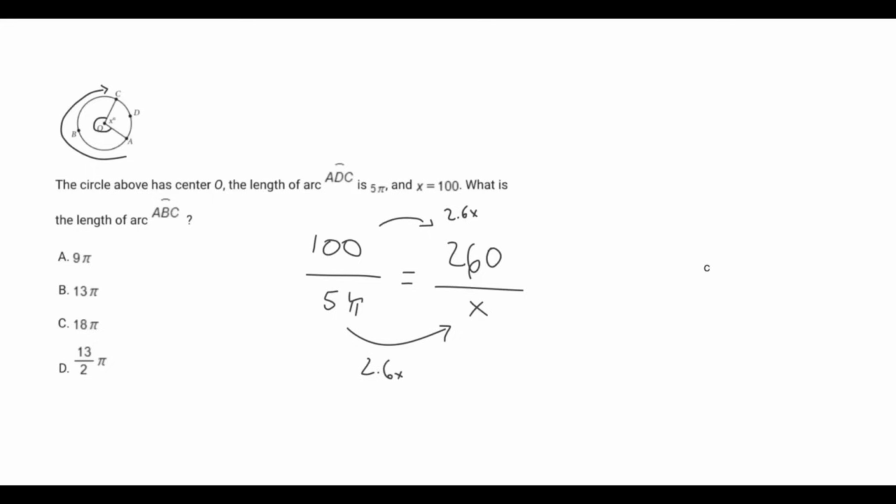And so here we can just do 5 times 2.6 pi. That's the same thing as multiplying 5 pi by 2.6. So 5 times 2.6 will give us 13, right? And then we can just add the pi next to it. So we get 13 pi as our final answer.